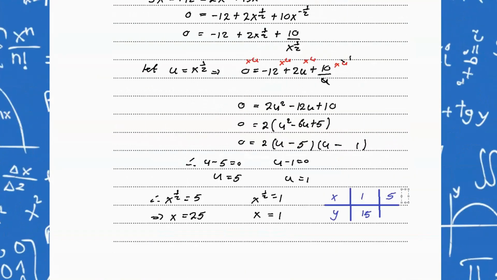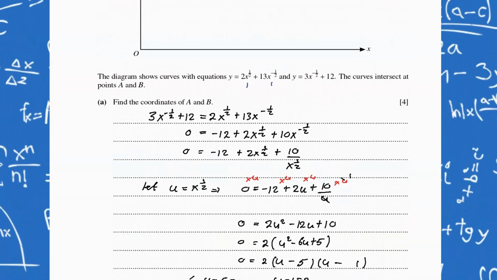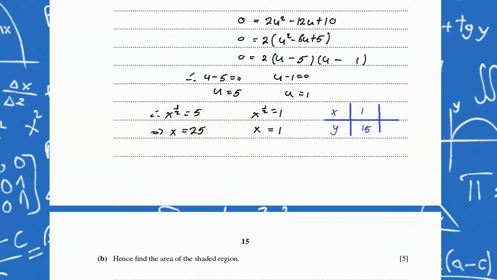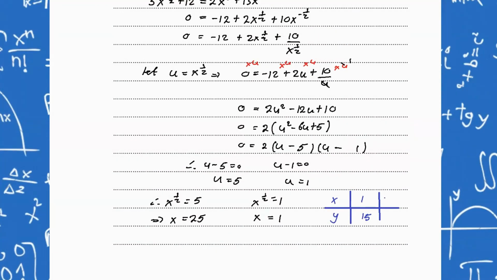And when x is 25, this was supposed to be 25, sorry. When x is a value of 25, we can even use this second equation, y is equal to 3 over 5 plus 12, which should give us 63 over 5. So basically, when x has a value of 25, y is 63 over 25.